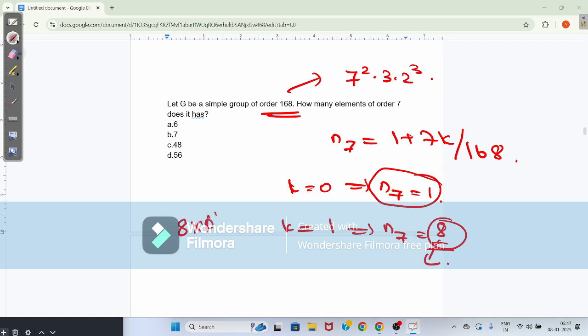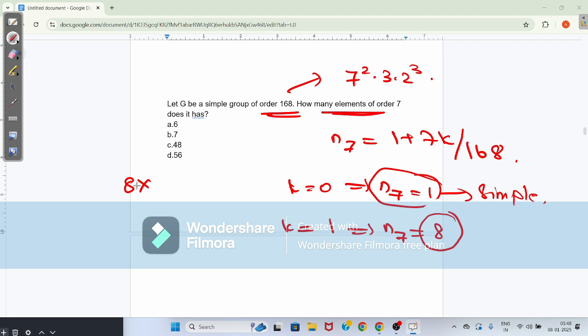8 into 5 of 7. When you multiply this, this is a simple group, so we should not consider this value here. So n7 is equal to 8 here. So 8 into, how many number of elements are here?